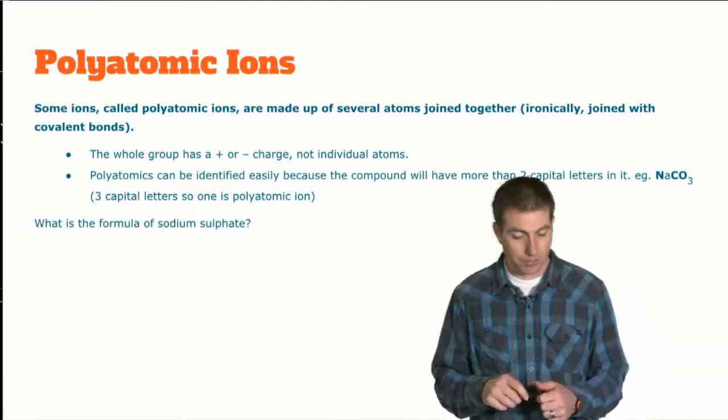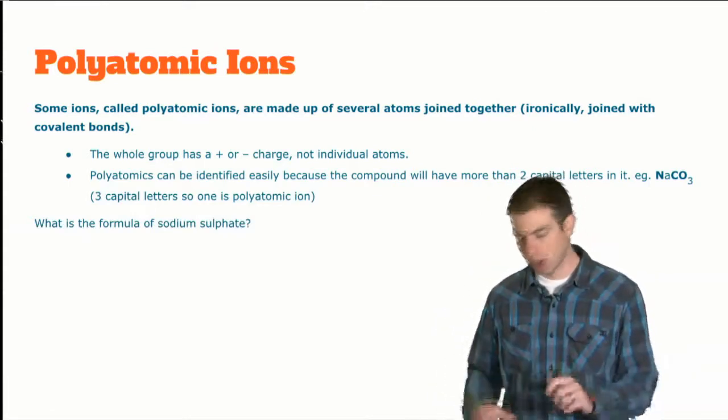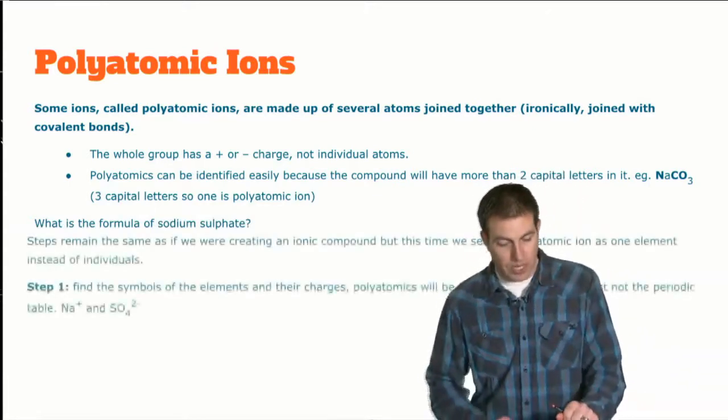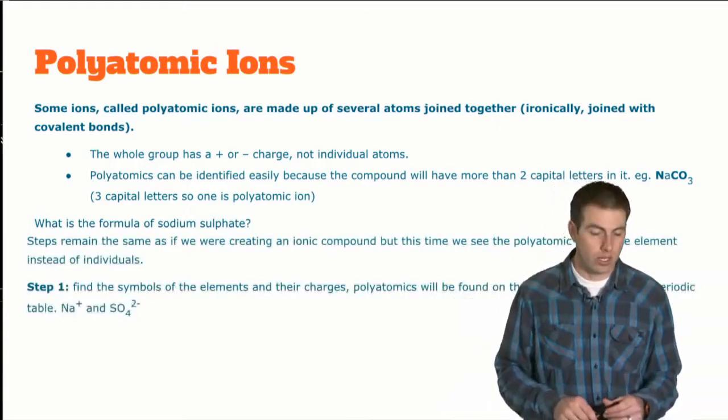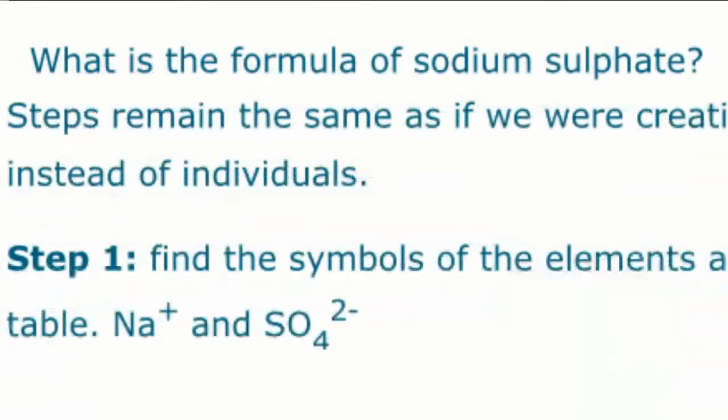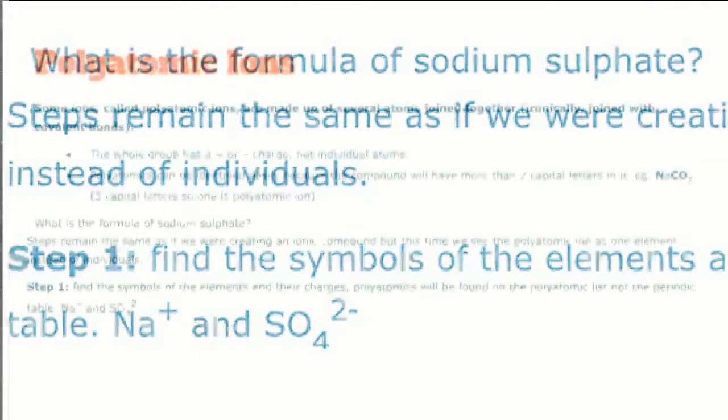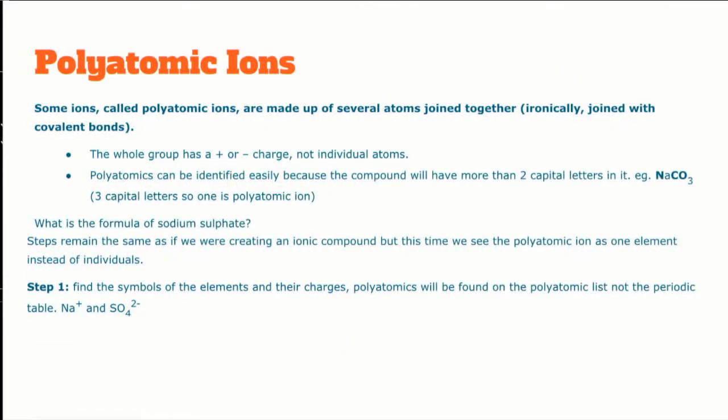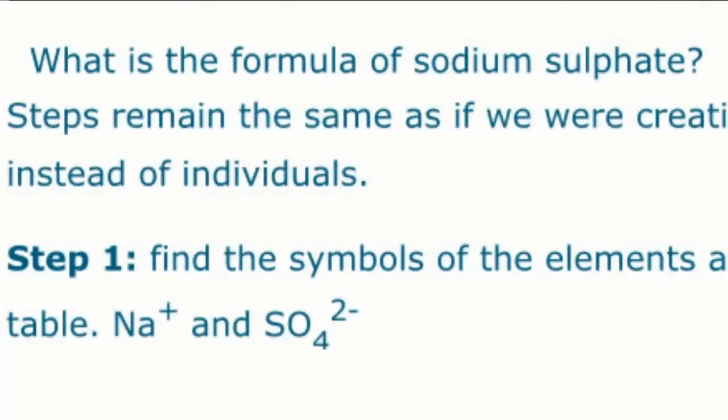So sodium, Na, has a charge of +1. Sulfate is SO4, not to be confused with sulfite, which is SO3 and has a different charge. So sulfate is SO4. All right, so we found them. We found their ion charges. Sodium's Na has a charge of +1. SO4, sulfate, has a charge of -2.